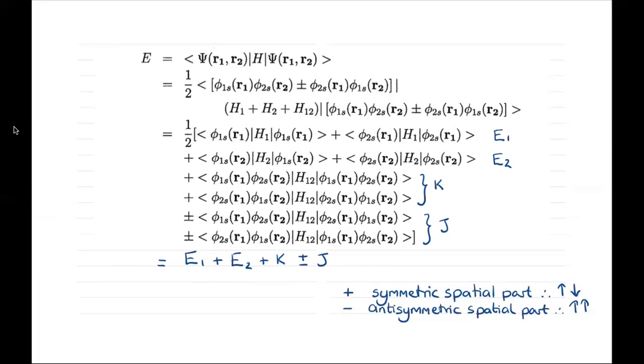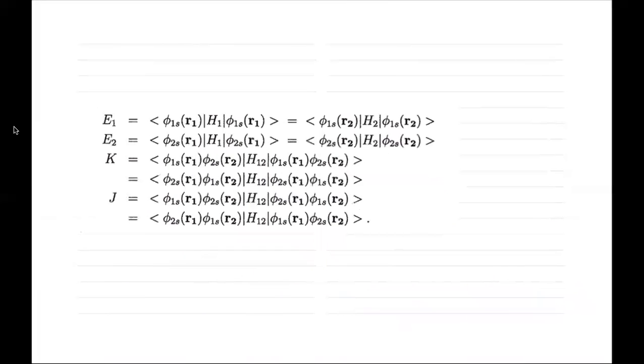Okay, so let's have a look then at what each of these terms mean. So E1, we already mentioned, is just the expectation value for electron 1 in the 1s orbital, which is equal to the expectation value for electron 2 in the 1s orbital. And E2 is the expectation value for electron 1 in the 2s orbital, which is equal to the expectation value for electron 2 in the 2s orbital. So these are just the energies of the non-interacting electrons.